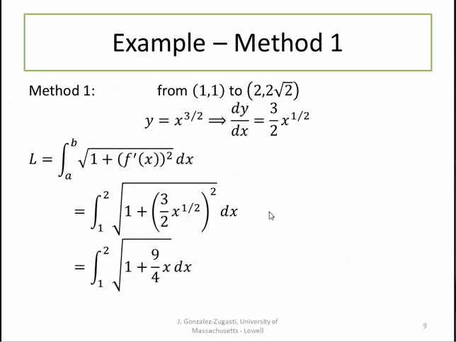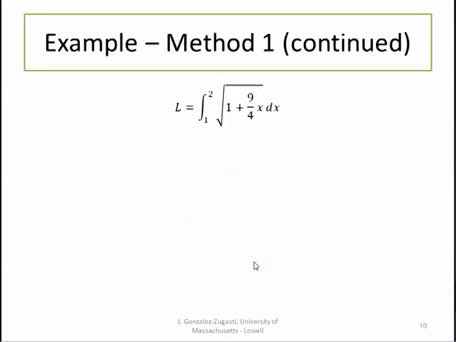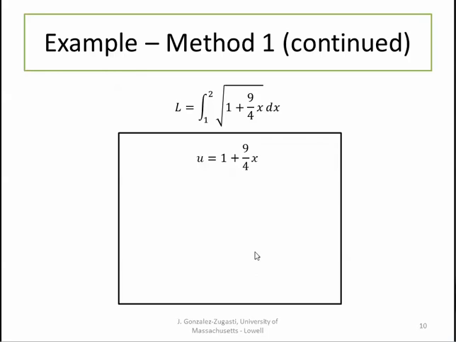You can simplify what's underneath the radical. And now, using u substitution, we can go ahead and solve this. We will let u be equal to what's underneath our radical.